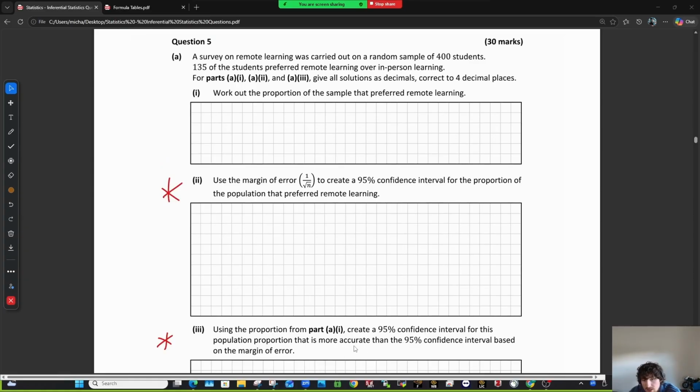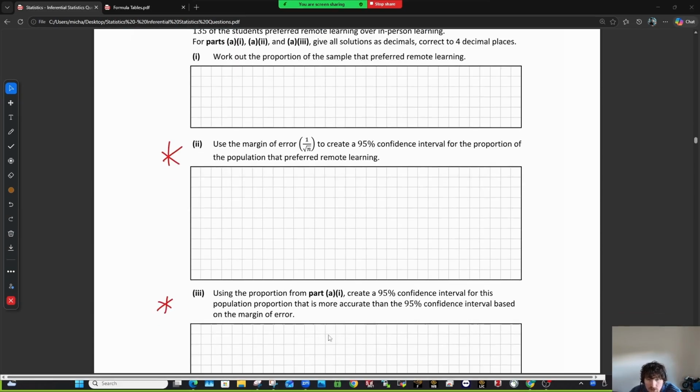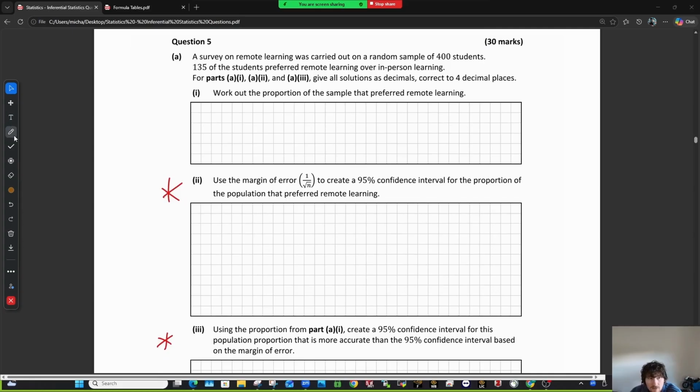The reason I highlighted this one is because this is from 2022. It talks about the more accurate formula, and I've already done a discussion on this so far, but I'll just do it again. When you're using this formula, which is known as the less accurate formula, you go p hat plus or minus 1 over root n, and then the part 3 here wants you to use the more accurate formula for your 95% confidence interval, which is plus and minus 1.96 square root p hat (1 minus p hat) over n. You're meant to know all these formulas off by heart, of course, because you use them so much. So that's the more accurate formula.